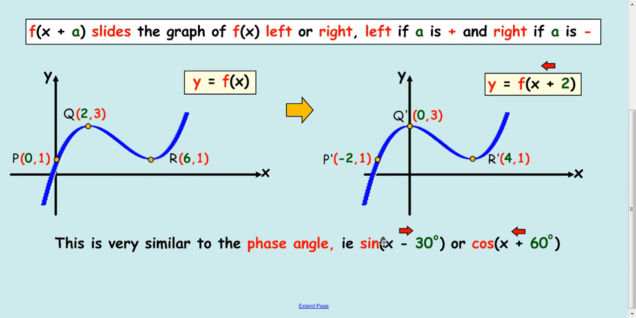Similar to the phase angles I mentioned before, sine of x minus 30 would move it this way 30 degrees, and cos of x plus 60 would move it backwards, if you like, 60 degrees.